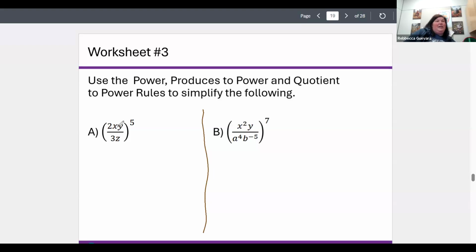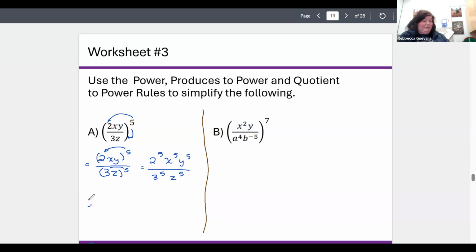So I have 2 times x times y over 3z to the power of 5. So according to my rule, we're going to have 2xy to the power of 5, and then we're going to have 3z to the power of 5. That goes to the top and the bottom. Well, then this 5 distributes across the product. So we have 2 to the power of 5, x to the power of 5, y to the power of 5. And then on the bottom, same thing. We got a product raised to the power of 5, so this distributes. So we get 3 to the power of 5, z to the power of 5.